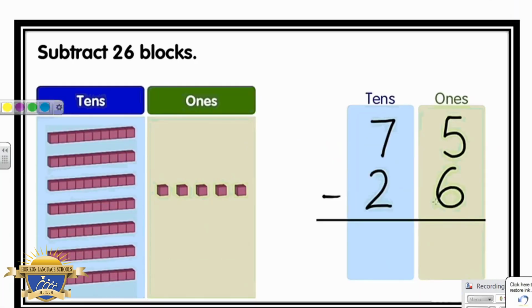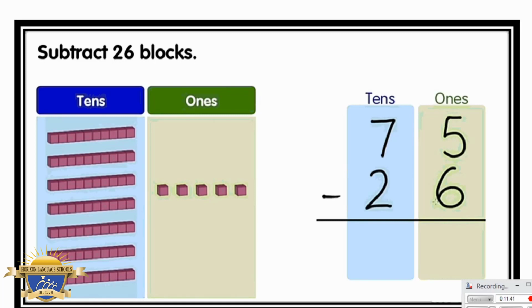Example number 3. We have here 75 minus 26. First, I will represent the 75 by using the drawing. We have 5 ones and 7 tens. The next step, I will look for the math sign. We have minus, so I will subtract the numbers.